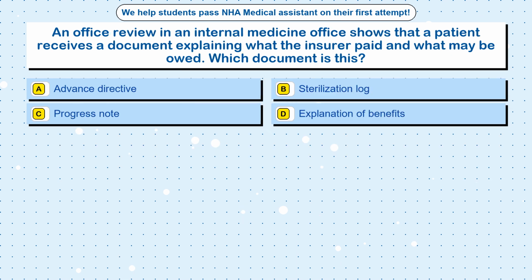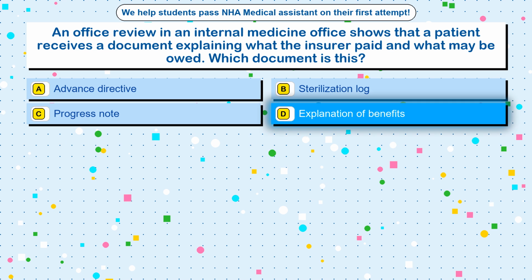Question 99. An office review in an internal medicine office shows that a patient receives a document explaining what the insurer paid and what may be owed. Which document is this? Option A, advance directive. Option B, sterilization log. Option C, progress note. Option D, explanation of benefits. The correct answer is option D, explanation of benefits.